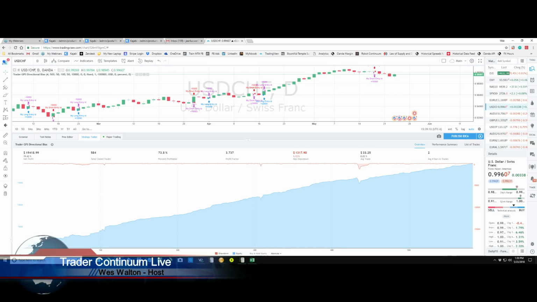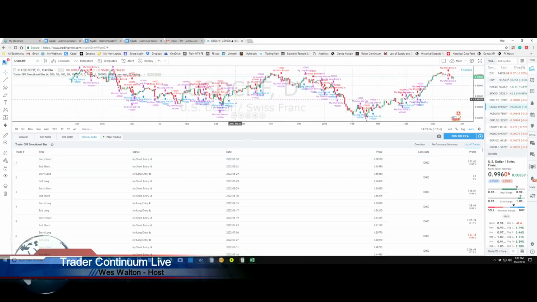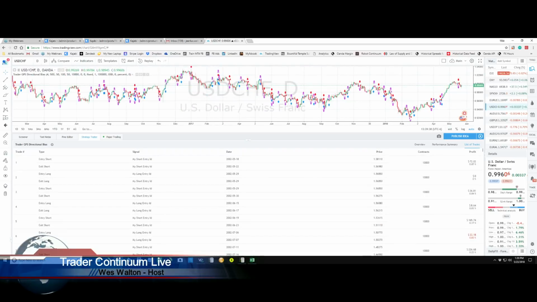Anyways, this is the screenshot that I sent, I believe, on Monday, which is showing how this trading system performs over time. Now these trades go all the way back to 2002. Why does it go back to 2002? I'm not really sure. I don't think I can get it to go back any further than that, actually. So we'll leave it at that.